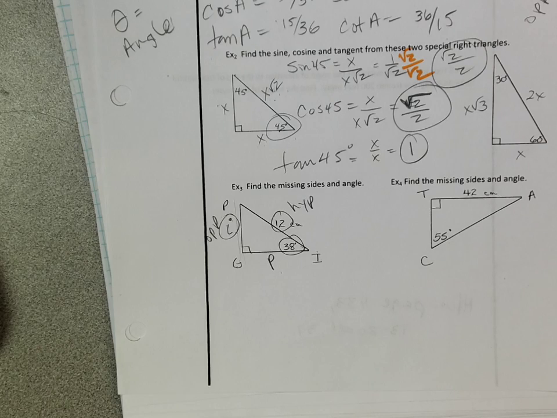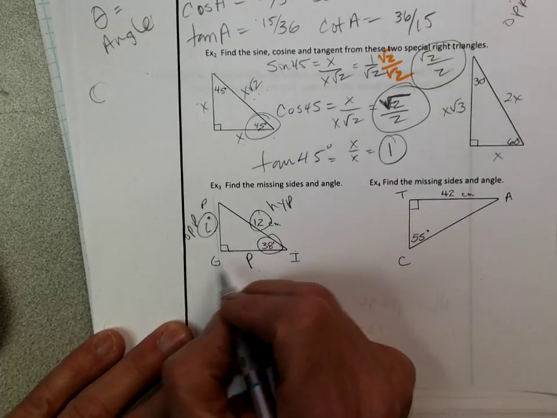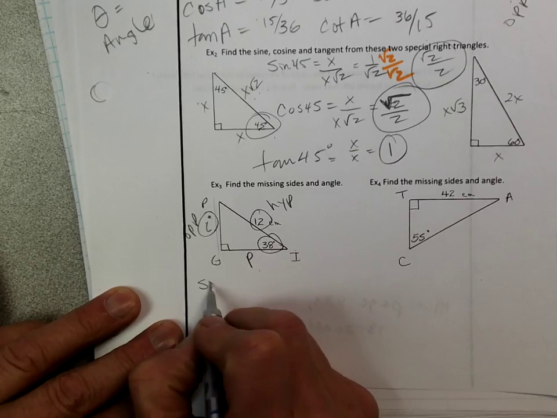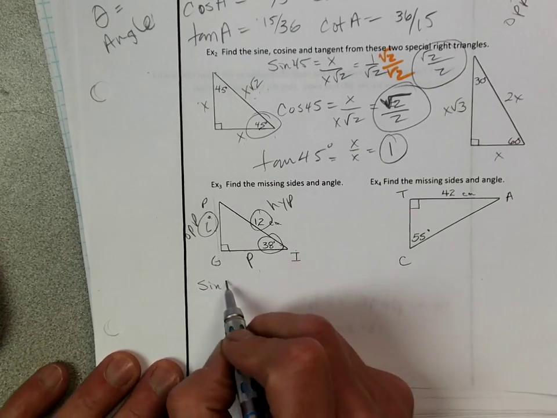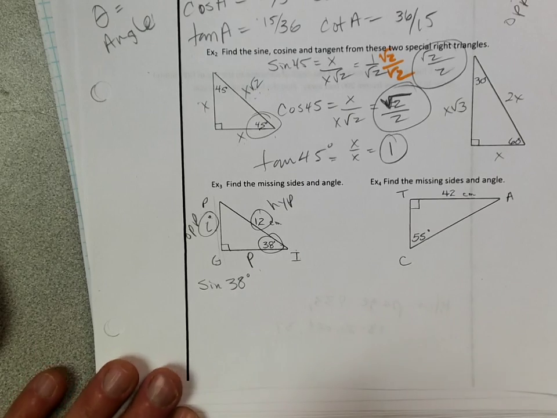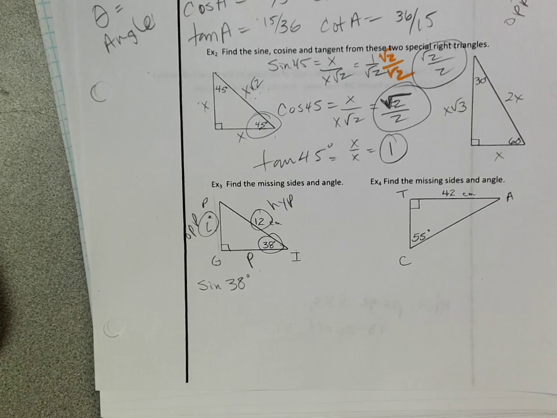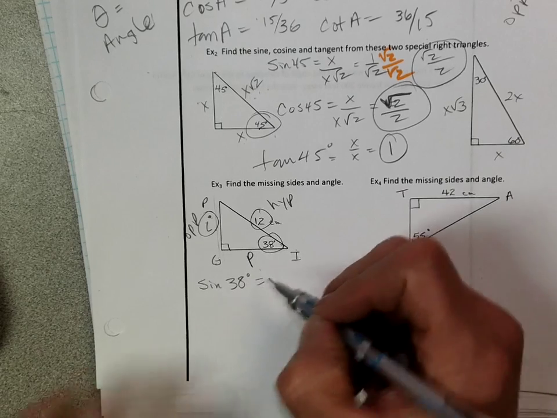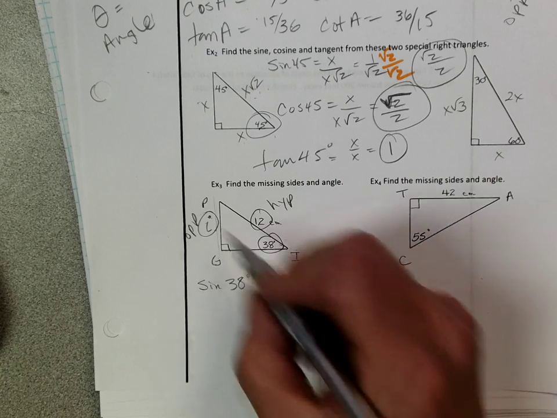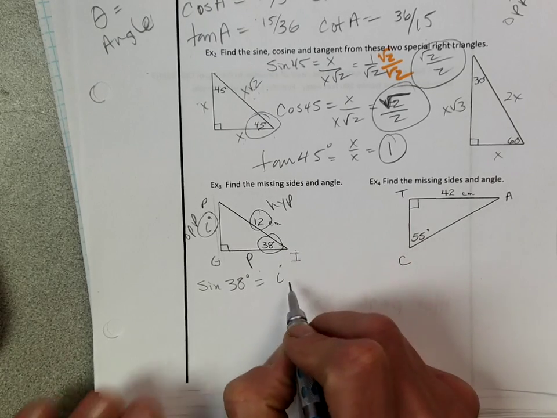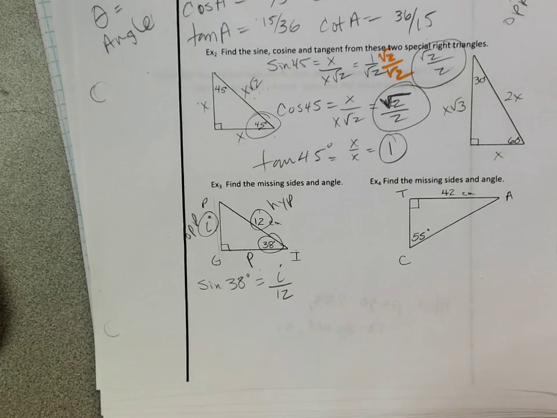Opposite over hypotenuse is sine. So we're going to set up sine of theta. But we're not really going to say theta because theta is our angle, okay? Theta means angle, so I'm going to go sine of 38 degrees. Does that make sense? Sine of 38 is equal to, and you have to put it in the exact order, opposite over the hypotenuse. The opposite side is little i over the hypotenuse, which is 12, okay?